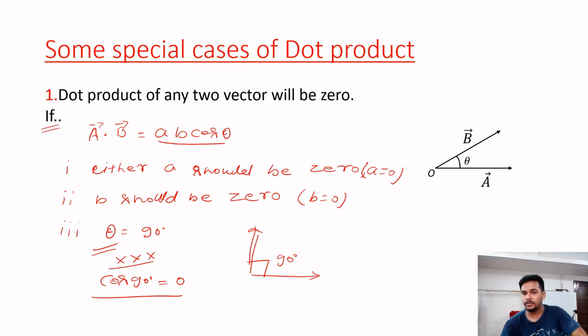Remember, some cases like work done. It is also a dot product, force dot displacement. So when work done is going to become 0, either force should be 0, or displacement should be 0, or the angle between them should be 90 degrees. Means force is in one direction, and displacement happens in another direction. In that case, work done is going to become 0 due to that force itself. So that was our special case 1.